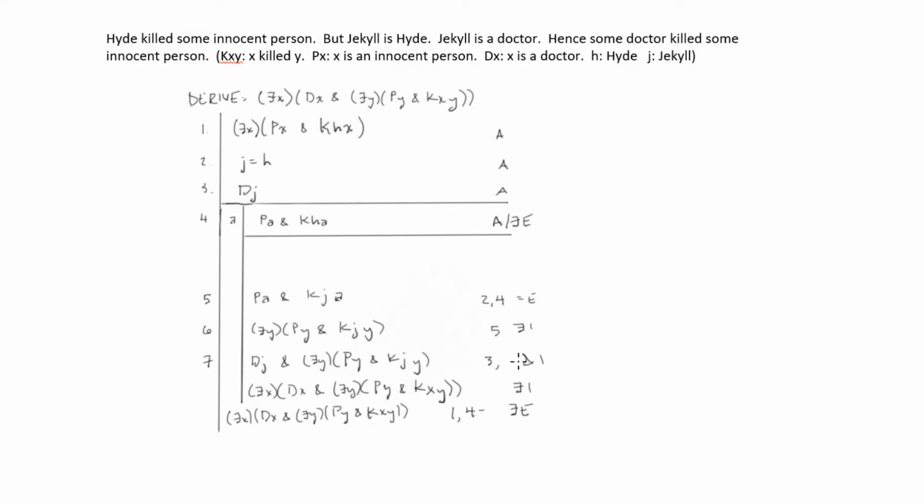Then line 7 comes from 3 and 6, conjunction introduction. Line 8, as planned, is an existential introduction on that line, line 7. And finally, the target sentence moved to the next outer scope line by an appeal to existential elimination on lines 1 and 4 through 8, the subderivation. And that's the combo problem from the practice final.